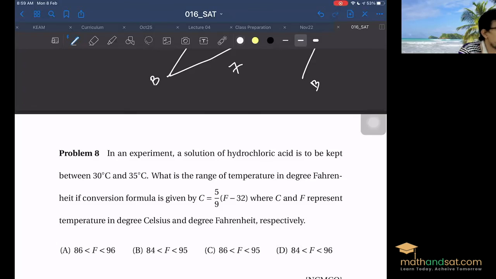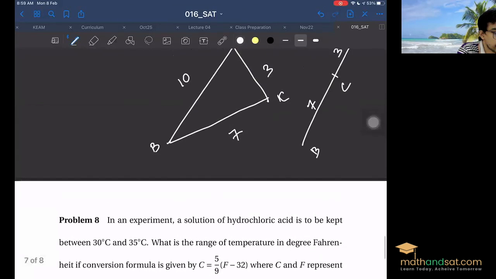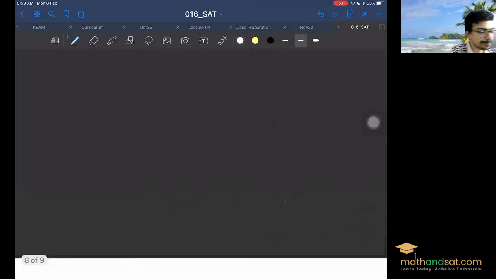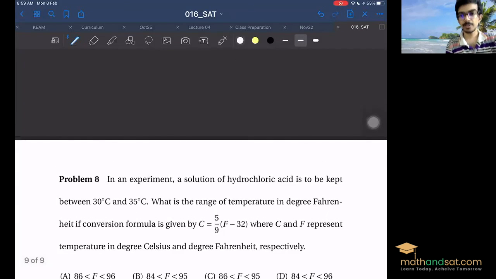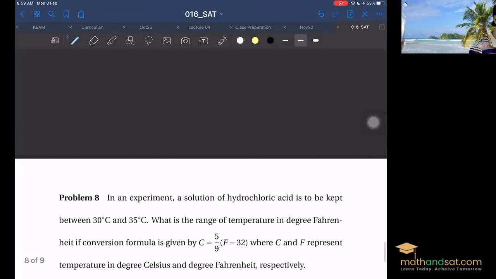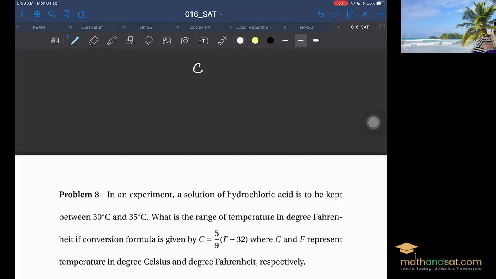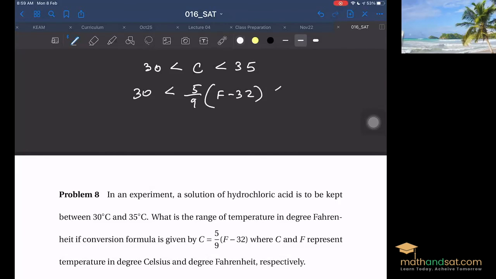So let's quickly see this question. The C value needs to be between 30 and 35. Is this statement clear? The C value has to be between 30 and 35. Now your C value is given as 5 by 9 times F minus 32. This has to be between 30 and 35. Just give me 2 more minutes. We'll wind up after this.